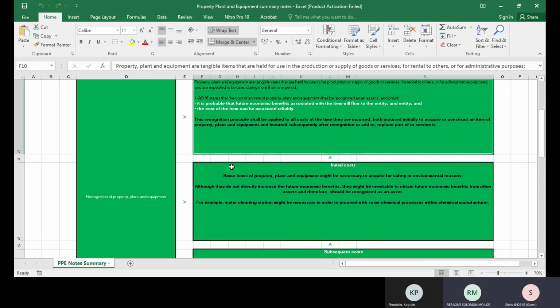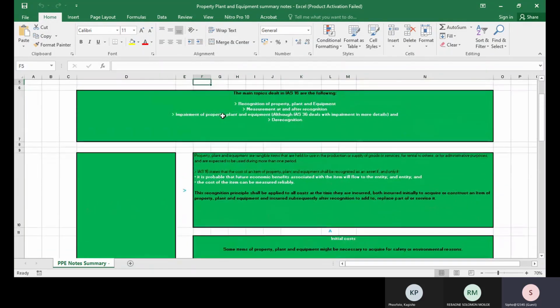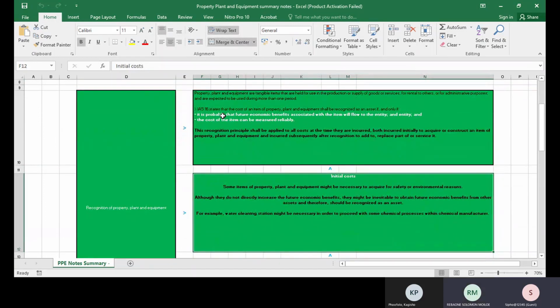So, okay, no problem. They are saying this recognition principle shall be applied to all costs at the time they are incurred, both incurred initially to acquire or construct an item of property, plant and equipment, and incurred subsequently after recognition to add to or replace part of or service it, right? So I think we can move on. You understand this part, based on my explanation, right? Can we move on to the next one? Yes, so the initial cost now.